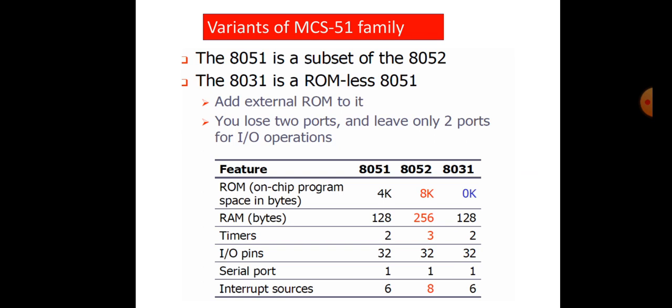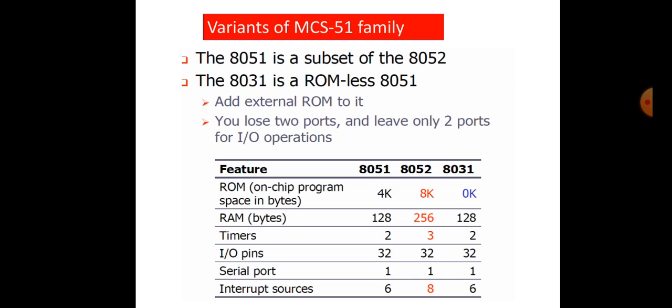Just a comparison between the 3 family members: 8051, 8052, and 8031. 8051 has 4 kilobytes of on-chip program ROM memory. 8052 consists of 8 kilobytes. 8031 has no internal ROM. 8051 consists of 128 bytes of RAM, 8052 consists of 256 bytes of RAM, and 8031 consists of 128 bytes of RAM. 8051 has 2 timers and counters, 8052 has 3, and 8031 has 2.